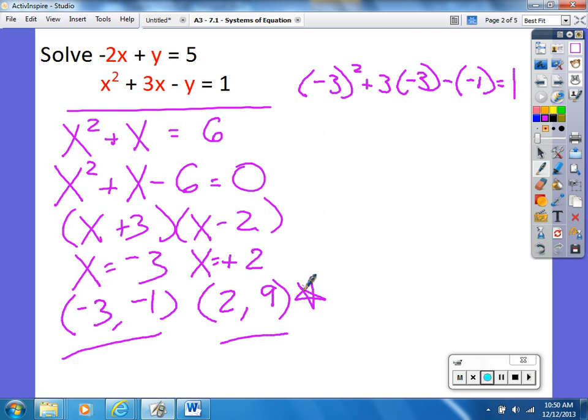So I've got two answers where these two meet. Mainly because the second equation looks like this, and the first equation looks like this. So I found the two spots where a line and a parabola meet. That make sense?